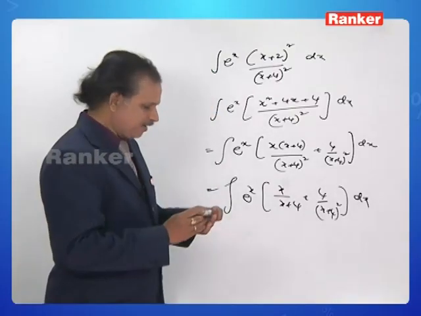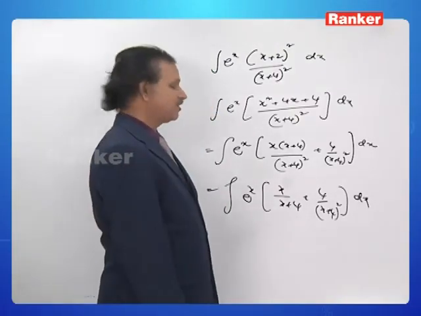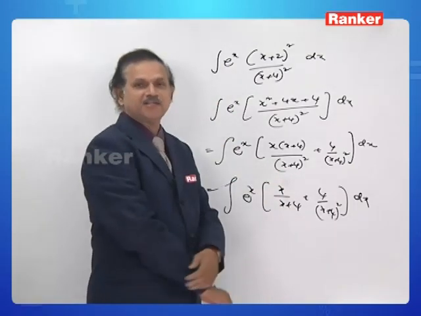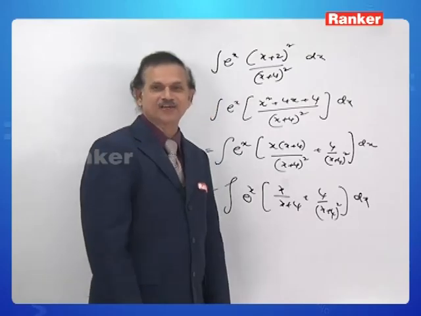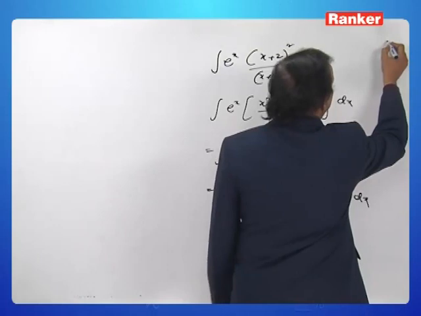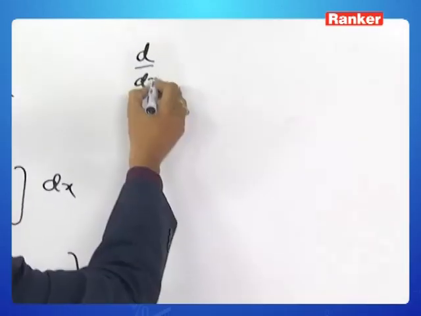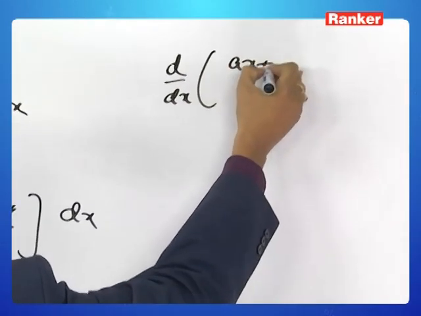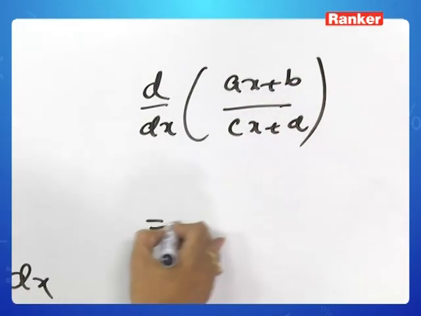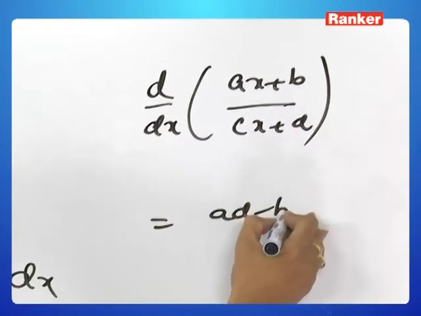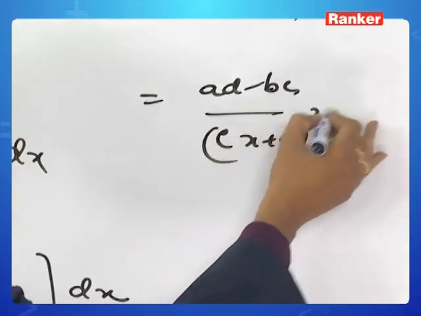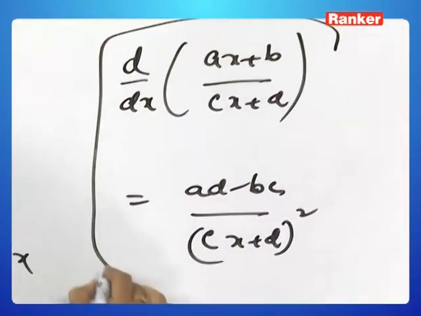The crucial and important thing to be observed here is that the derivative of x by x plus 4 is nothing but 4 by (x plus 4) whole square. Please recollect the formula from derivatives. d by dx of (ax plus b) by (cx plus d) is (ad minus bc) by (cx plus d) whole square. I think you could have recollected this.